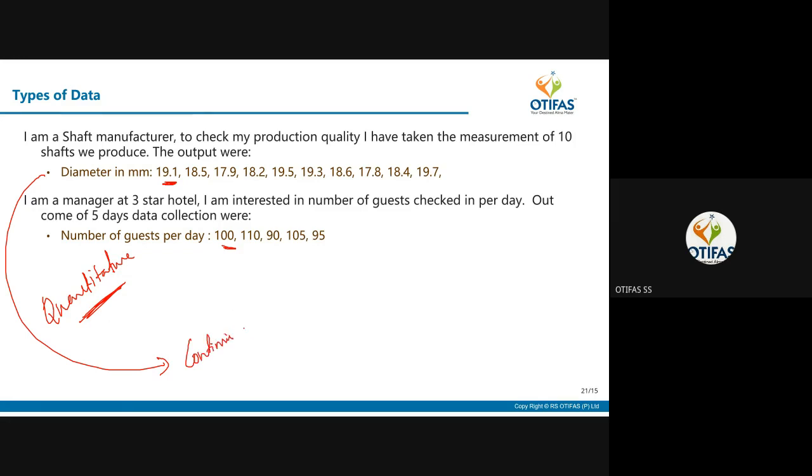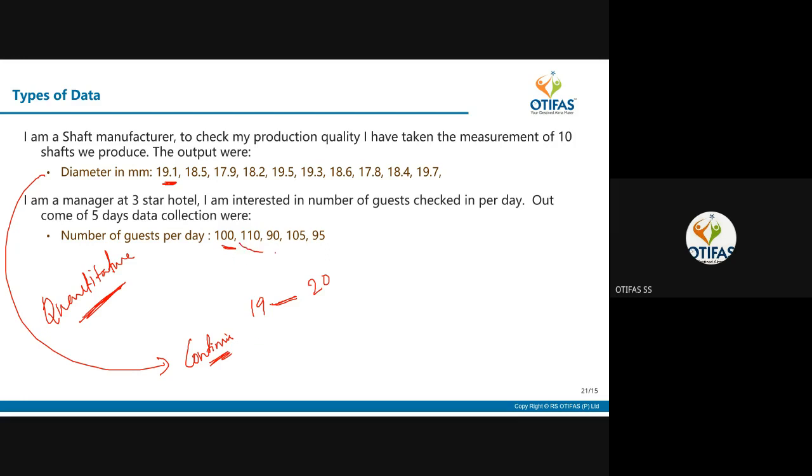Continuous means, for example, 19.1. Let's say between 19 and 20. How many fractional values can take place between 19 and 20? Infinite, isn't it? You cannot count. It is continuous. Between 19 and 20, you have infinite fractional values.